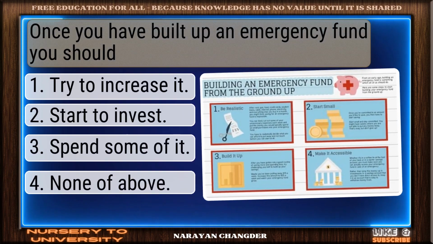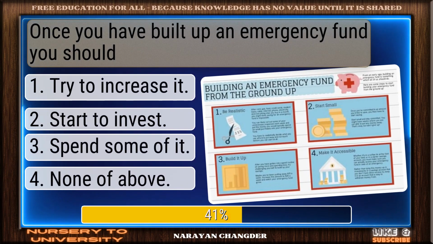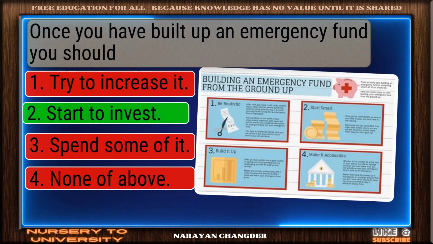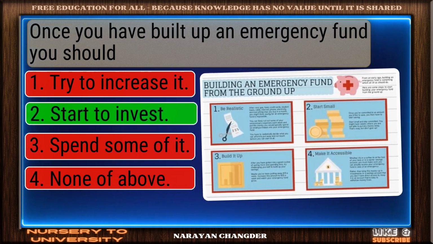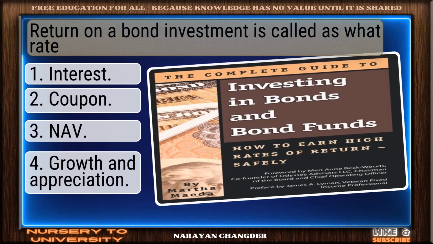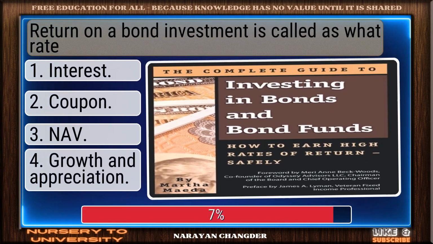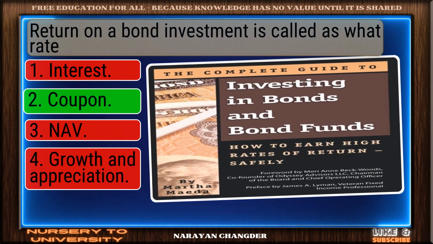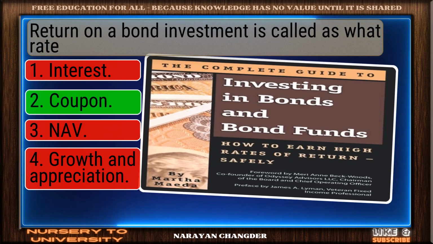Once you have built up an emergency fund, you should. Smart pick. Start to invest is the correct choice. Return on a bond investment is called as what rate? Excellent choice. Coupon is the right answer.